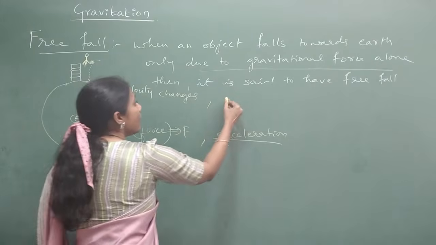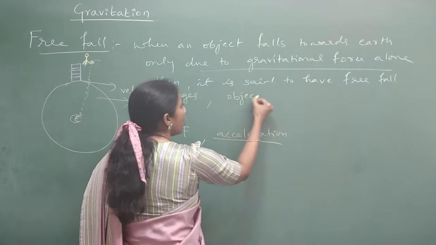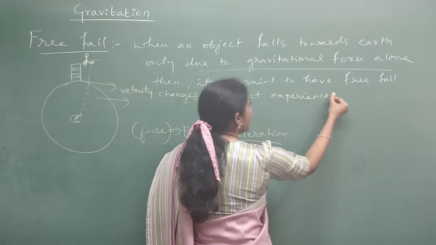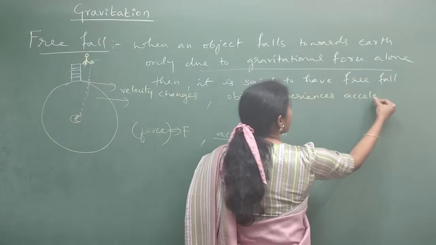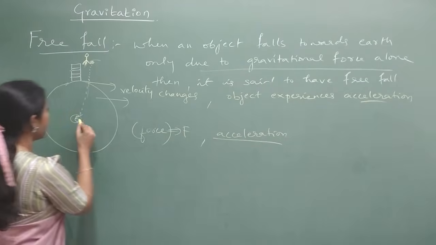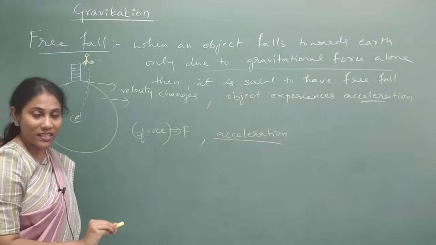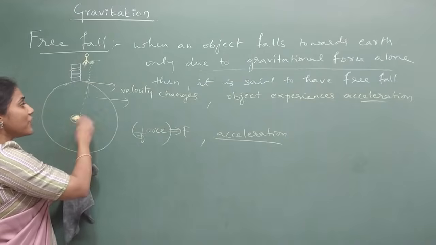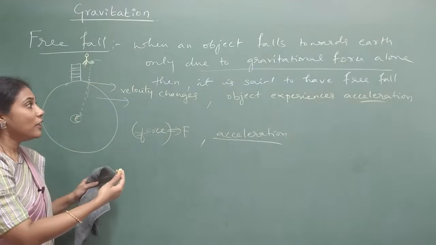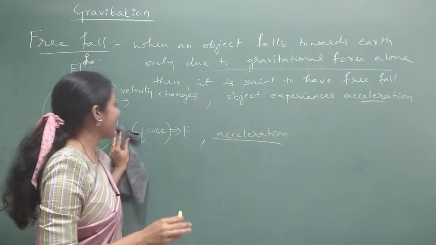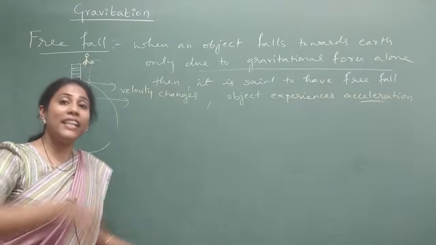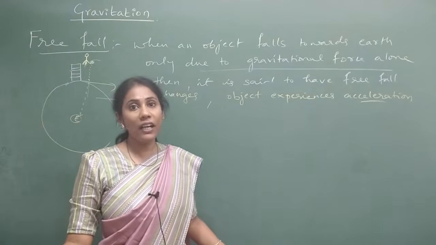So that means the object actually experiences acceleration. Why is an object experiencing acceleration? Because of this gravitational force, isn't it? If this gravitational force was not there, the object will not experience that acceleration. And this particular acceleration remains constant for every object that is falling onto the earth.